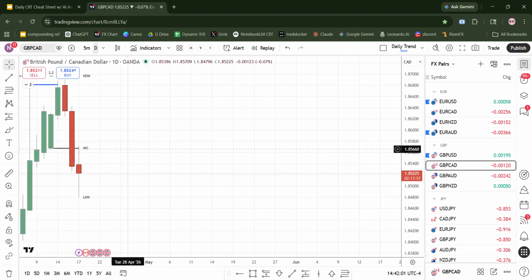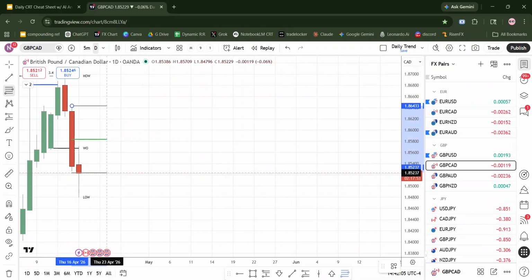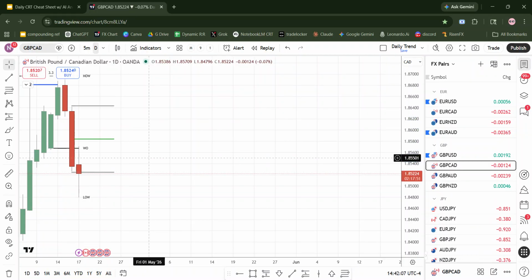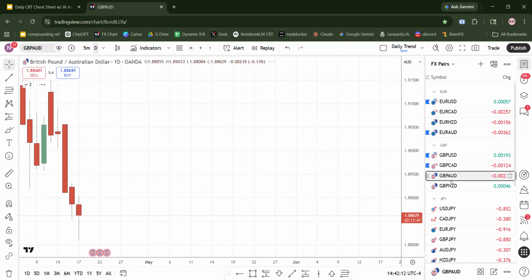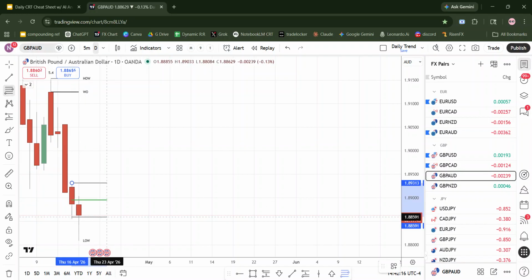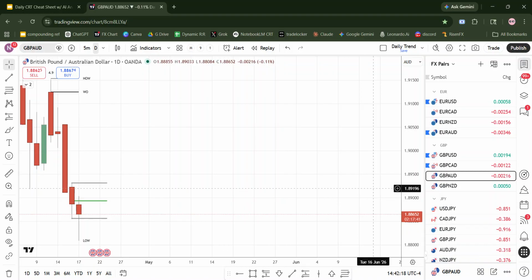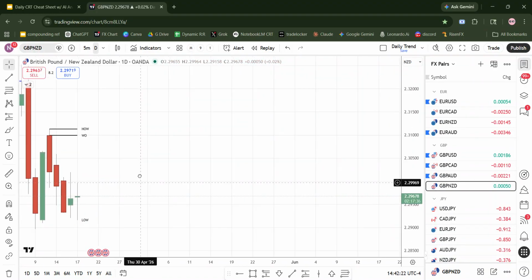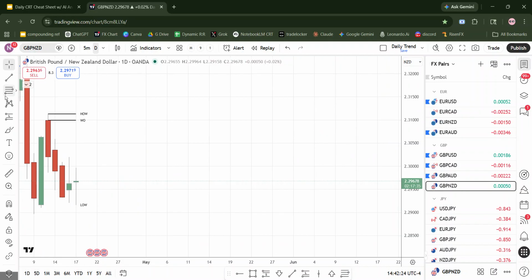Pound CAD. This could be shaping up to be a long. That is the low of the week, so we'll mark that. Sweeps will get first priority though in my mind. Same thing here. Low of the week. We'll mark that. Pound New Zealand, off the low of the week there. Possibly could be long.